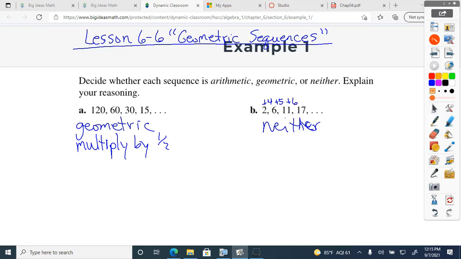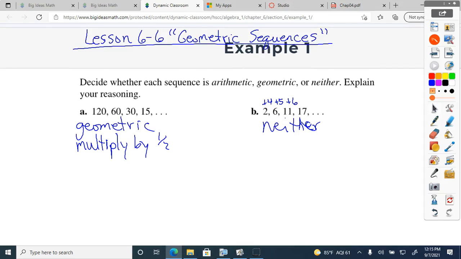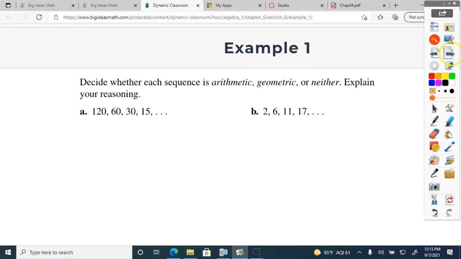Pretty simple? Everybody good on those two? Yes. All right. Get a paper out. Let's try a couple more.